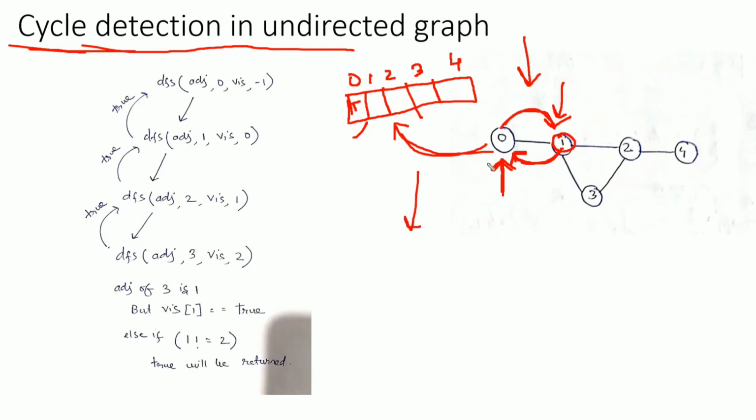This parent variable will help to know the parent of each vertex. Suppose from 0 you went to vertex 1. Now vertex 0 is the parent of vertex 1. You again move back to vertex 0. You check in the visited array that 0 is already visited, plus 0 is the parent of vertex 1. From 0 you went to vertex 1 and from 1 you are again returning back to the parent. If this is the case, then there is no cycle. So this problem is solved by using the parent variable.